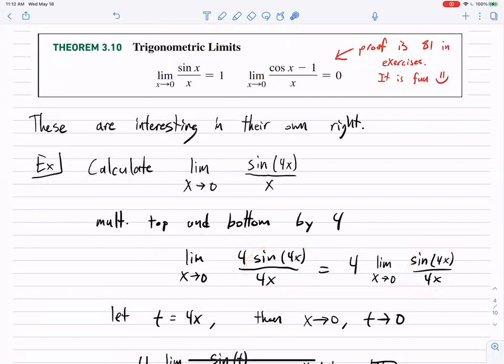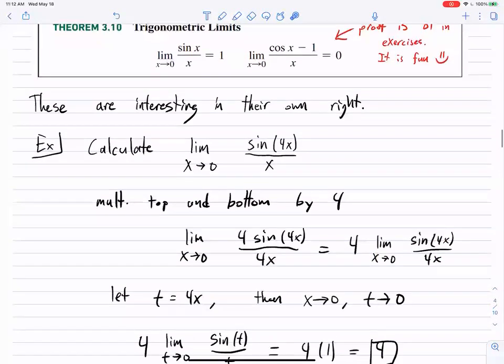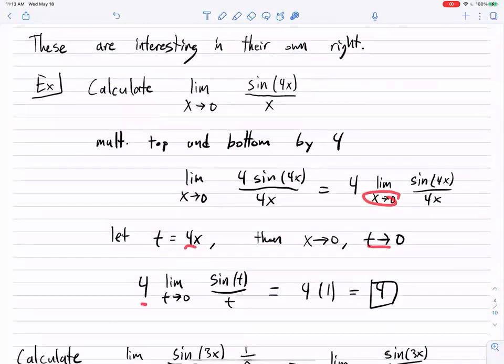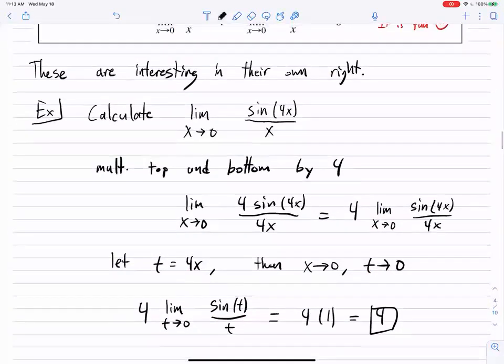Sine of 4x over 4x, if we think about 4x and 4x, that and that are the same. And so as x goes to 0, those things are also going to 0. And because it's the same thing over the same thing, 4x over 4x, we can just say that this really will go to 1 as those things go to 0. You can also do a substitution and say let t equal 4x. Then as x goes to 0, t will go to 0, right? If x is going to 0, then 4x will also go to 0. And so this is 4 times the limit as t goes to 0 of sine of t over t, which we know that limit is 1. So it's 4 times 1, which is 4. And so that's one way we could do it.